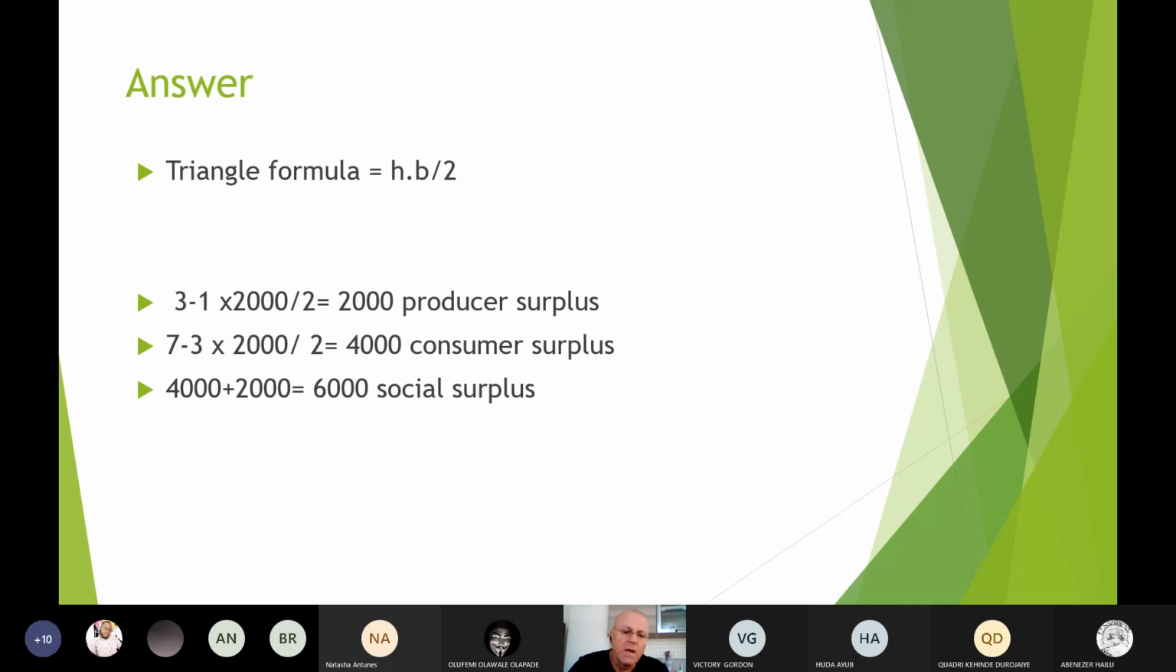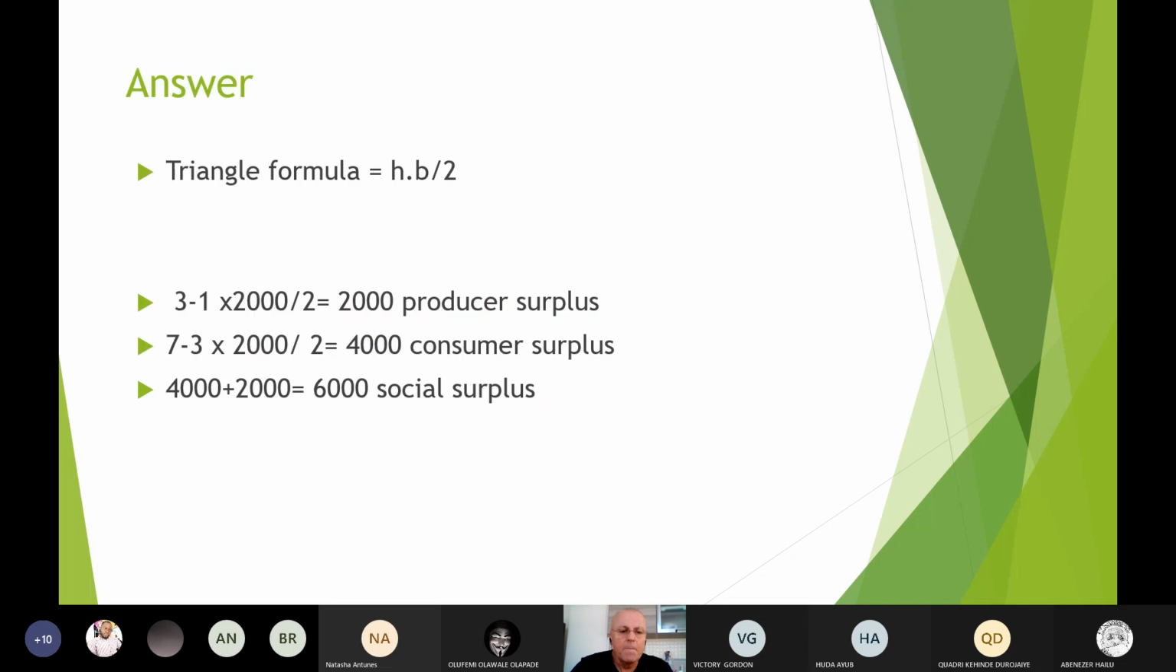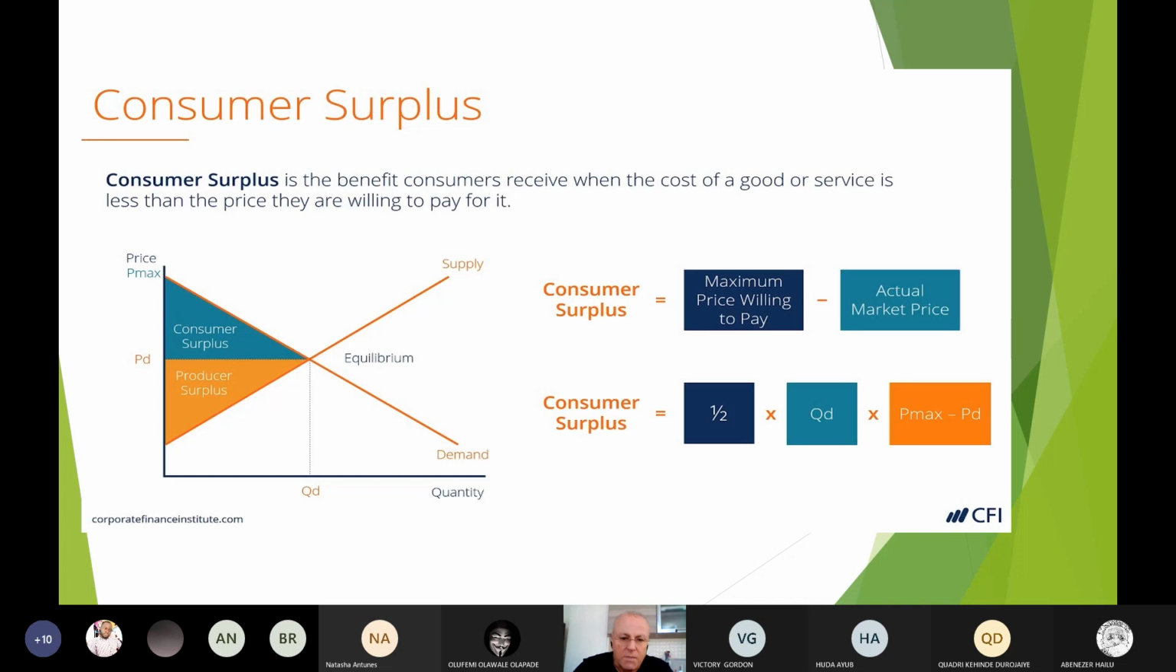And when you look at the upper part for the consumer surplus, 7 minus 3 is 4, multiplied with 2,000 is again 4,000 for consumer surplus. And 4,000 plus 2,000 will give you the 6,000 for social surplus for this simplest economic model. If you have any question, you ask me.